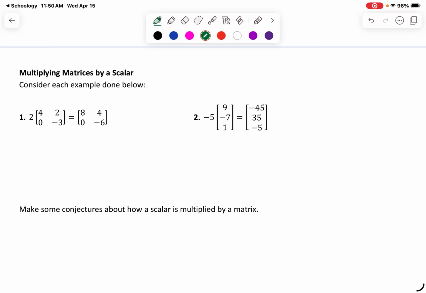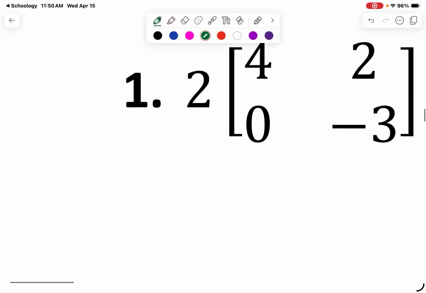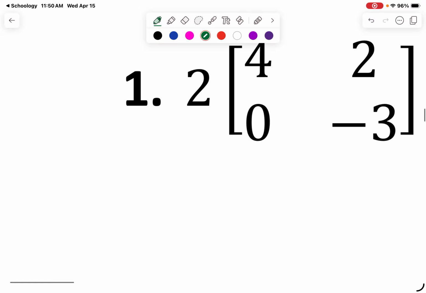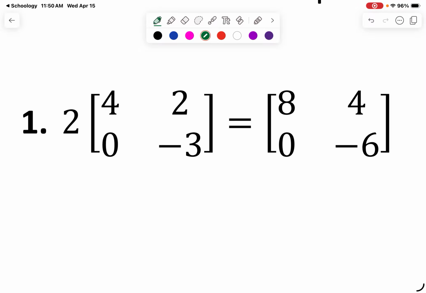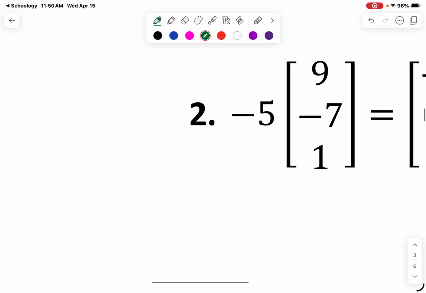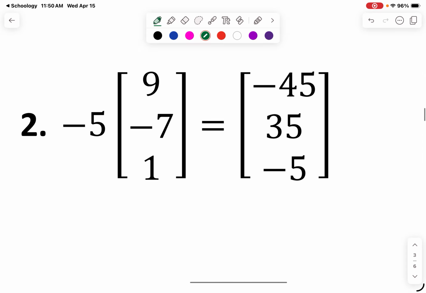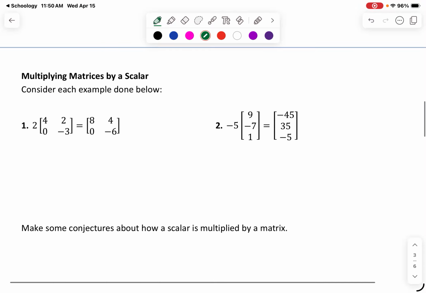Next, multiplying by a scalar. A scalar is a number in front of the matrix. Okay, so if I wanted 2 times that matrix, I get this matrix. If I wanted -5 times this matrix, I get that matrix, okay?